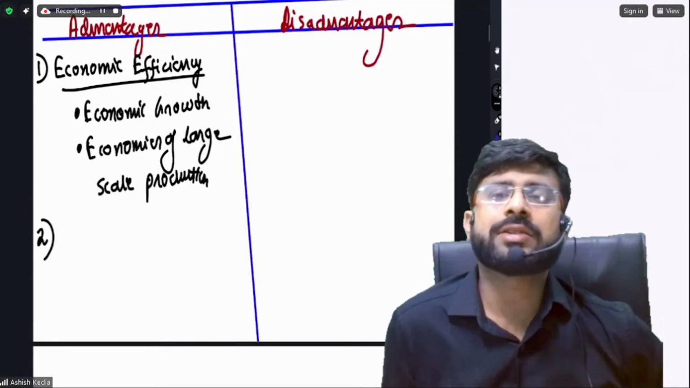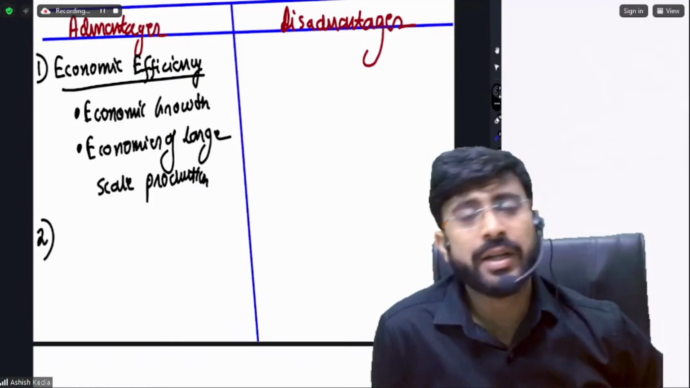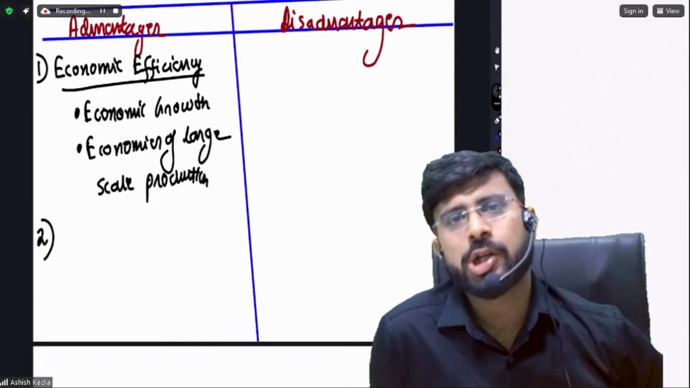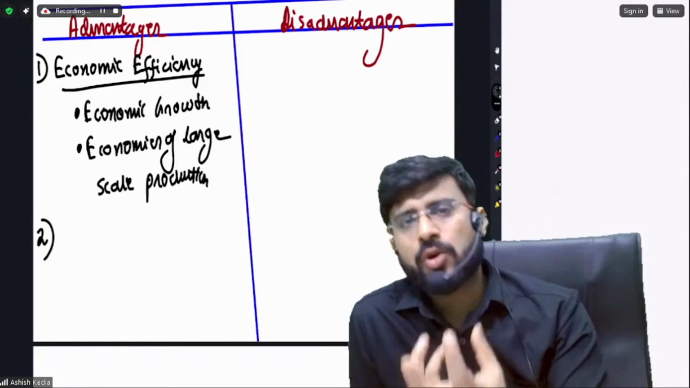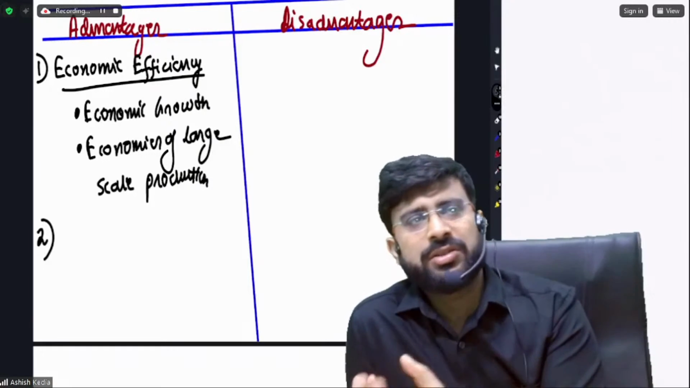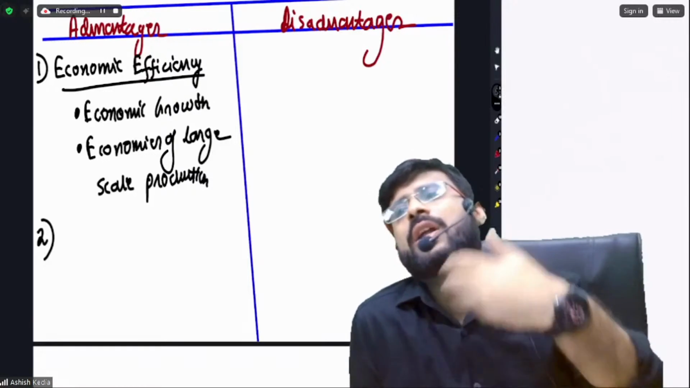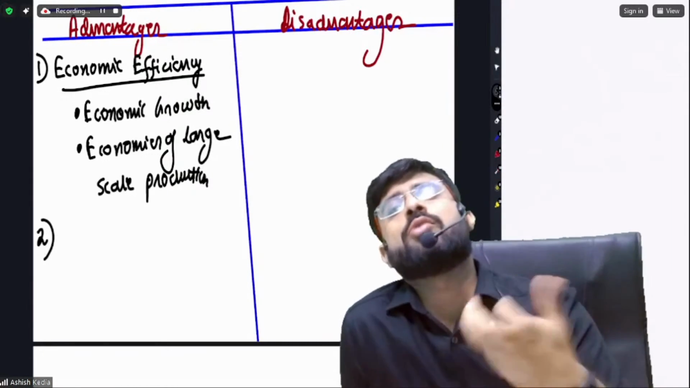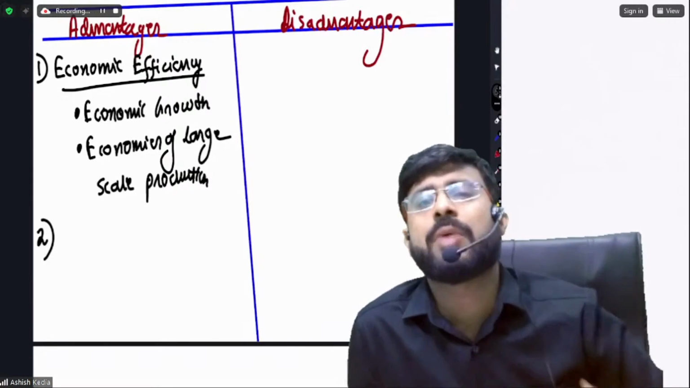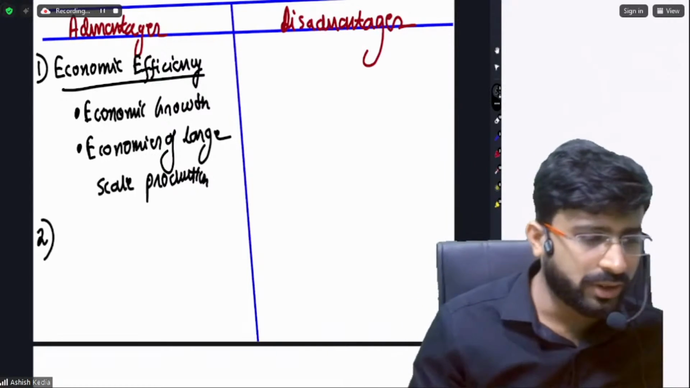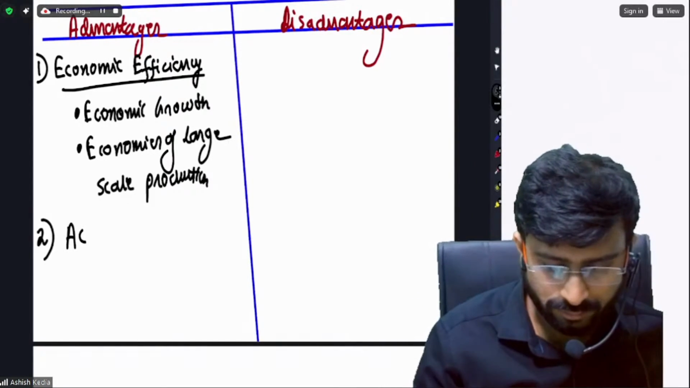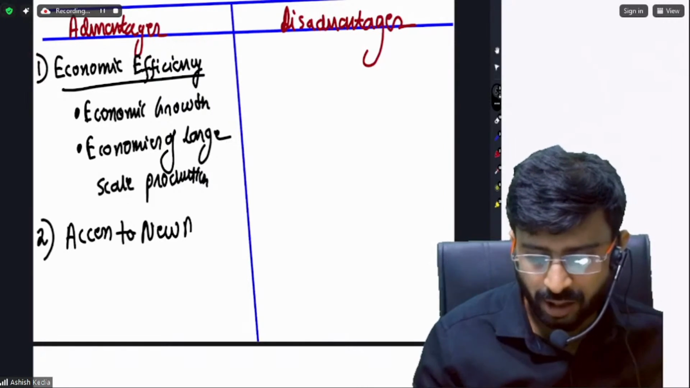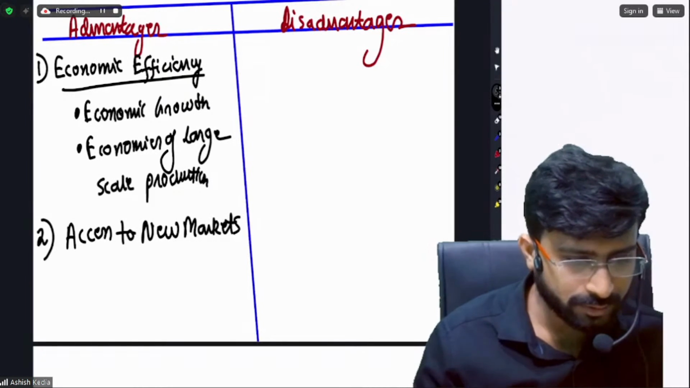Next, access to new markets. Friends, next is access to new markets. For example, Coca-Cola is now not only selling in US, it's selling across the borders. So it has got access to new markets. McDonald's, Pizza Hut, Domino's is selling in more than one country. They are able to access new markets because of international trade. So that is what I am talking about.